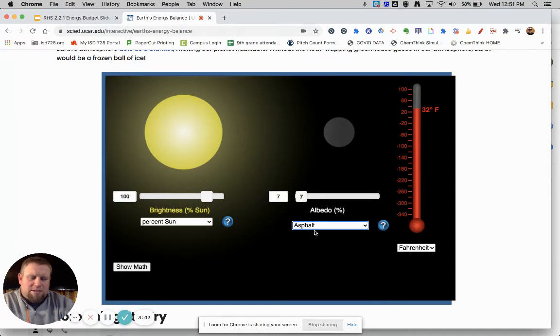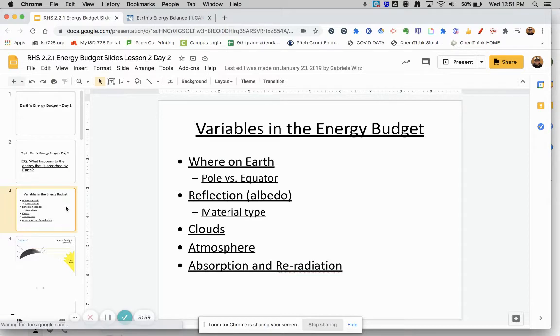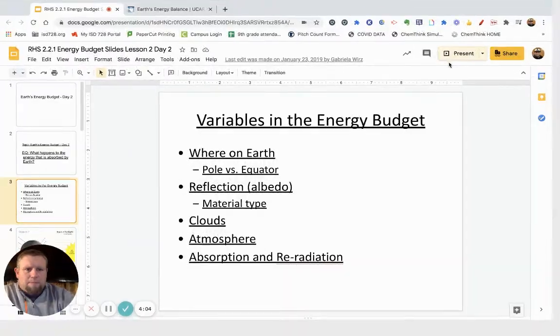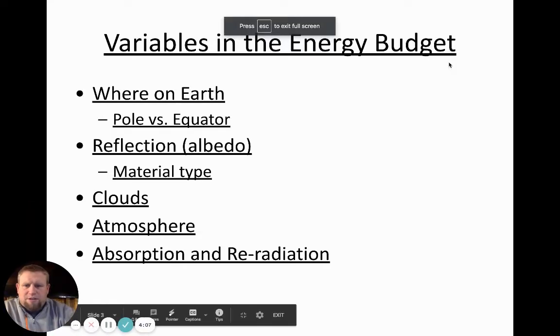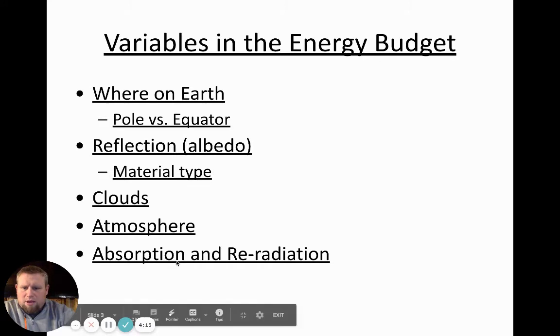So based on the surface, based on the color, those things can increase or decrease albedo, which is simply how much of the sunlight actually gets reflected back versus absorbed, okay? Because we know that absorbed energy causes things to warm up, all right? So that was just a quick simulation to show you a little bit more about albedo. Other variables that affect Earth's energy budget, we have things like clouds, which also can affect the albedo. The atmosphere, we're going to talk a little bit more about the atmosphere today, and then we have this idea of absorption and re-radiation, which we're also going to get into in more detail in just a moment, okay?